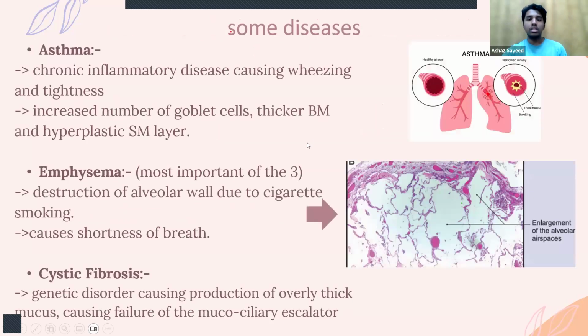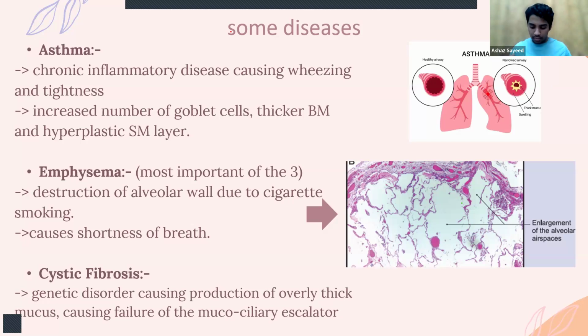Now, some diseases: we have asthma, emphysema, and cystic fibrosis. Asthma, first of all, is a chronic inflammatory disease, and that happens because of overactive goblet cells, an increased number of goblet cells. So you now have a lot of mucus. And the muscle layer in here is hyperplastic and hyperactive.